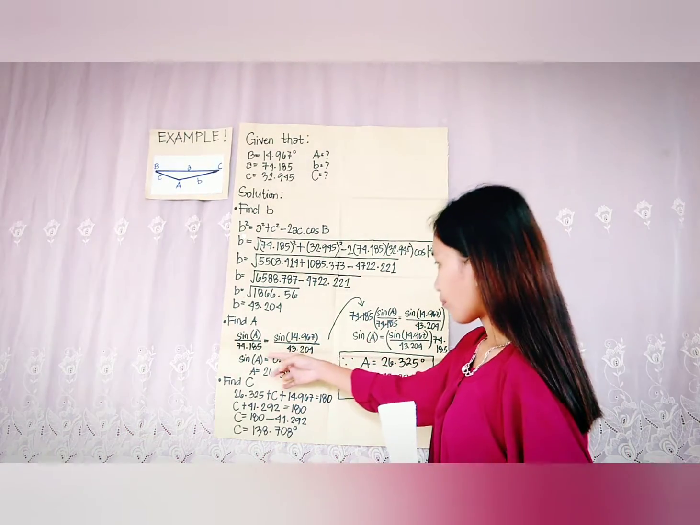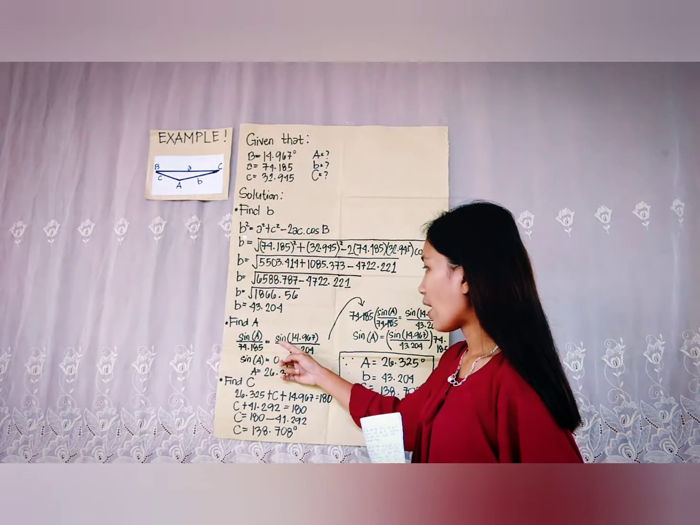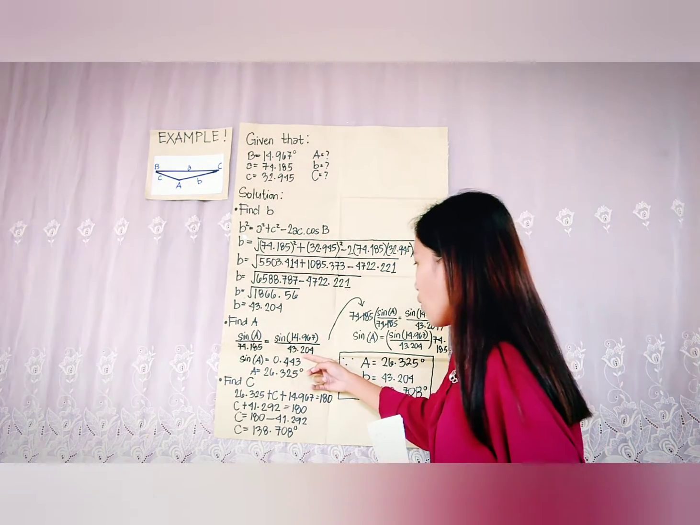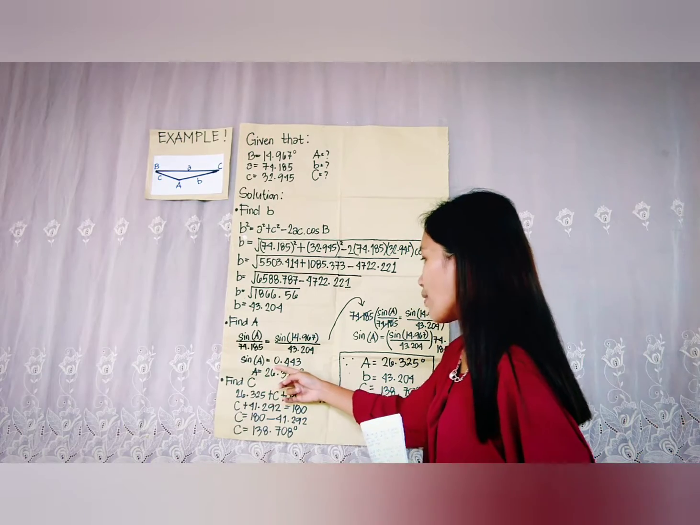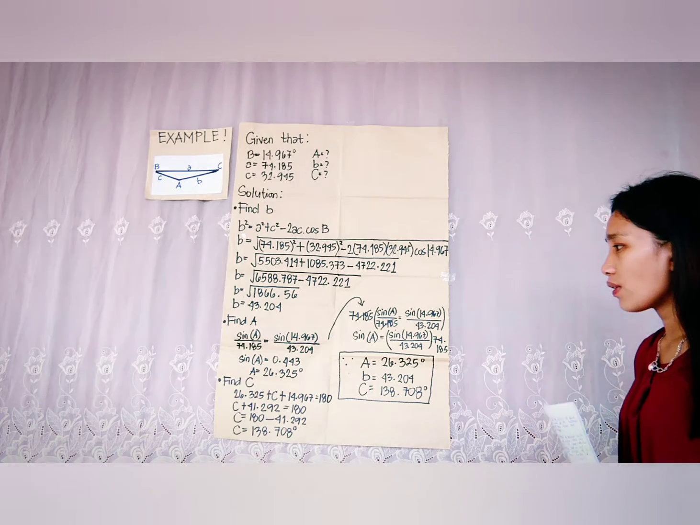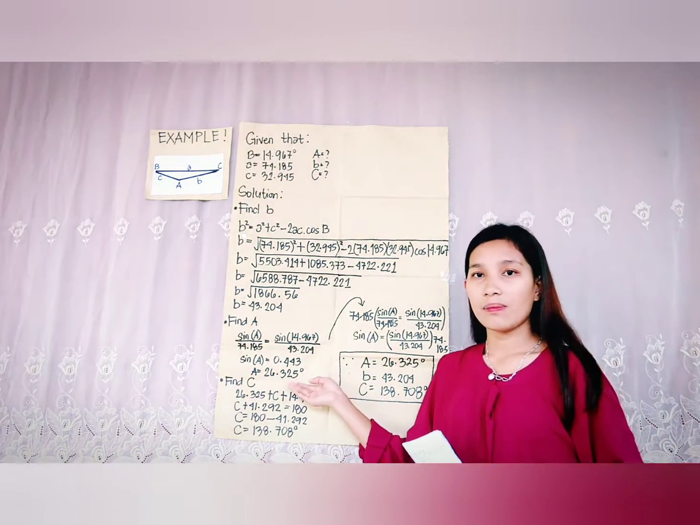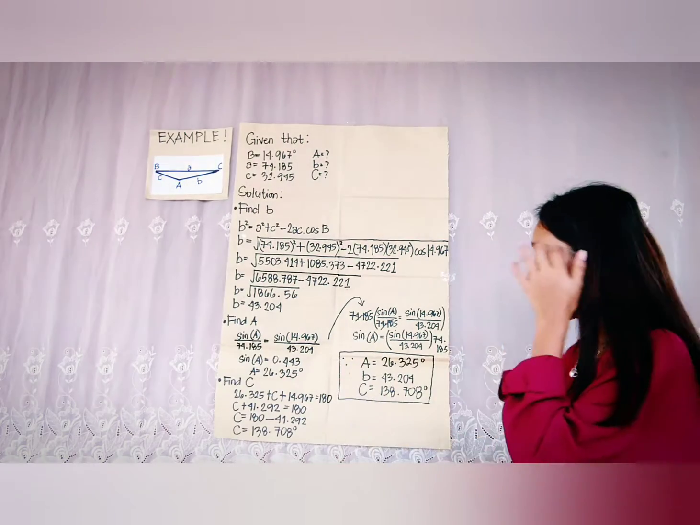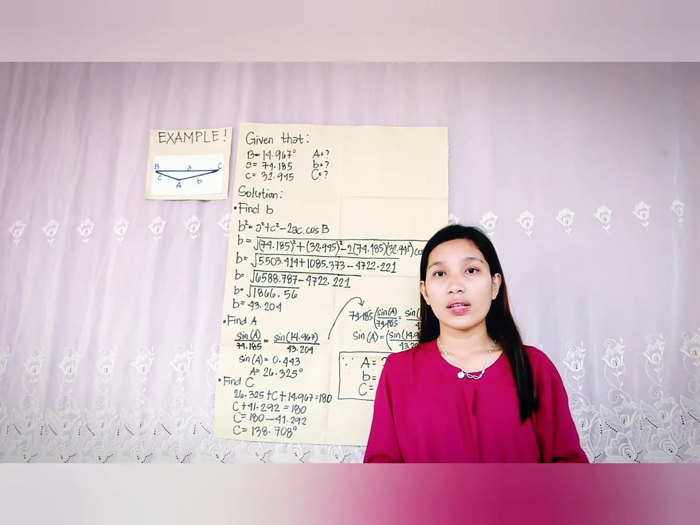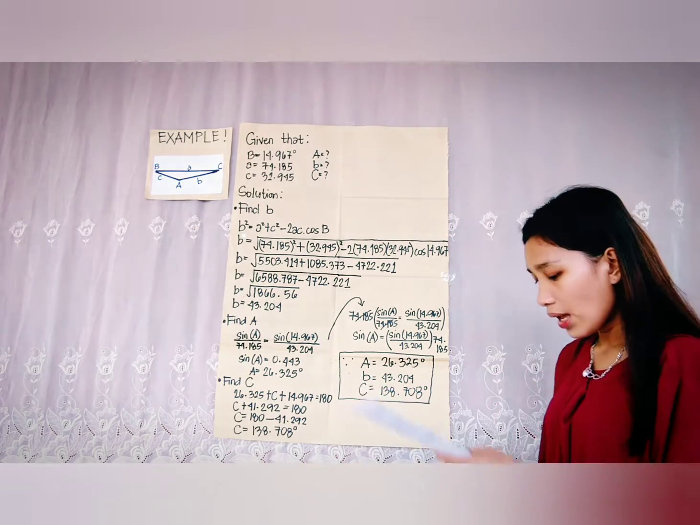So, sine A over 74.185 is equal to sine 14.967 over 43.204, which is equal to 0.443. So, the inverse sine of 0.443 is equal to 26.325 degrees.